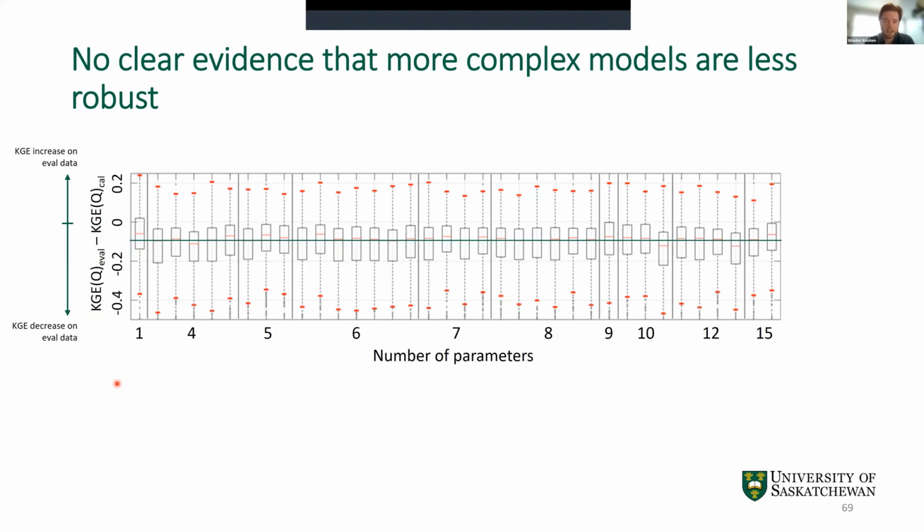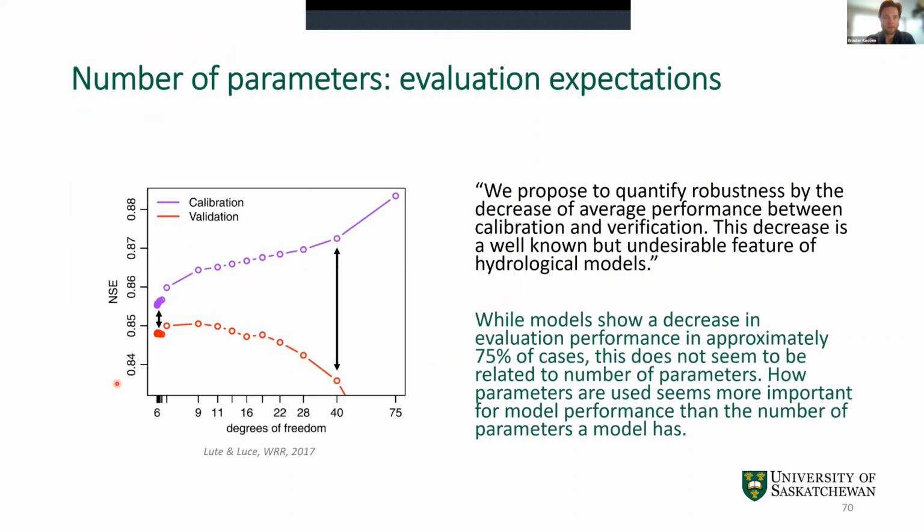Again, we did some statistical tests and they confirm, yes, models are definitely different, but the number of parameters is not the main predictor of when these things are going to change. So maybe it's time to slightly revisit this statement and make this something like, while models show a decrease in evaluation performance in approximately 75% of cases, this does not seem to be related to the number of parameters. And how the parameters are used seems much more important to dictate model performance than the number of model parameters that a model has.